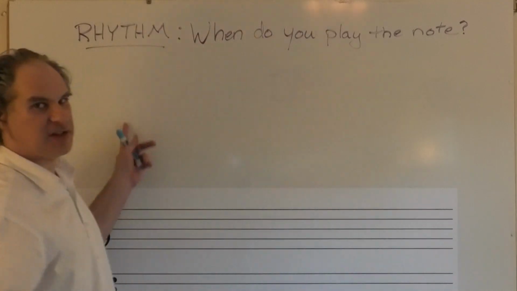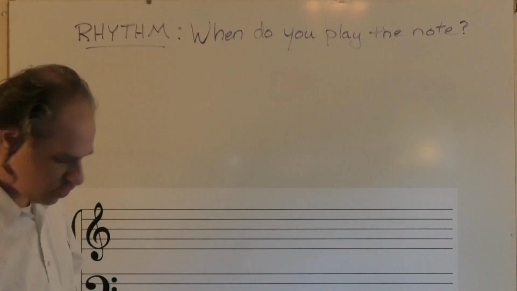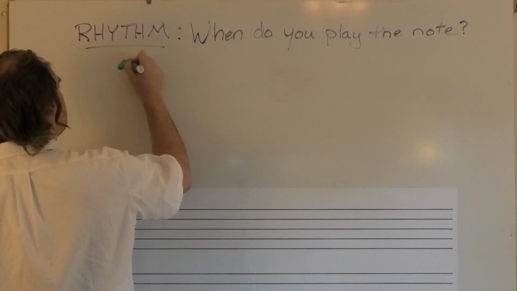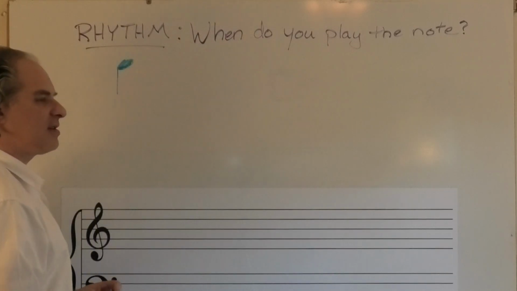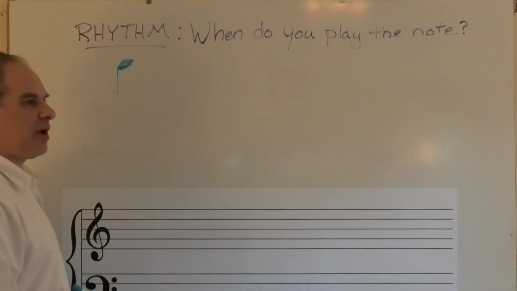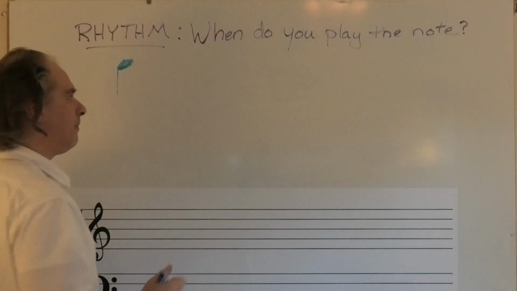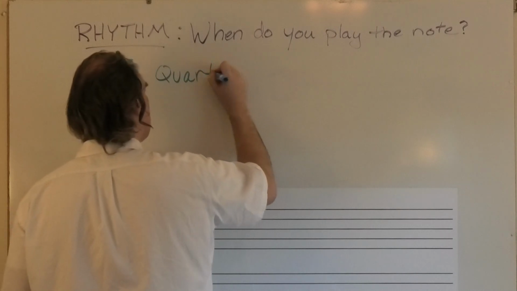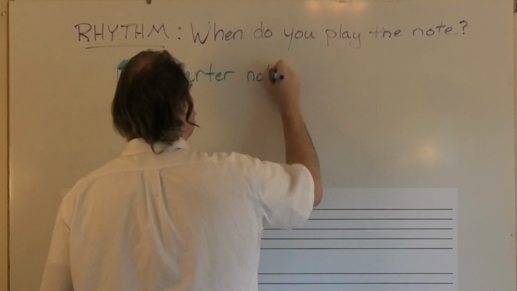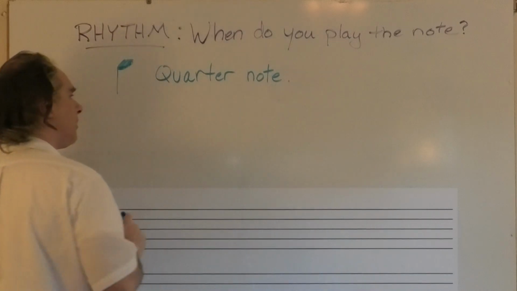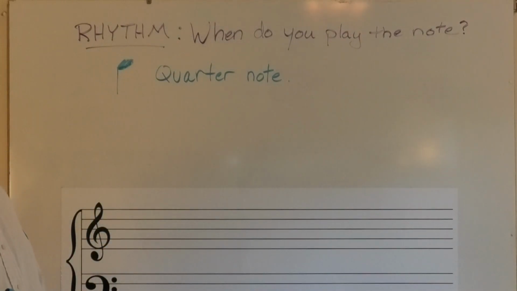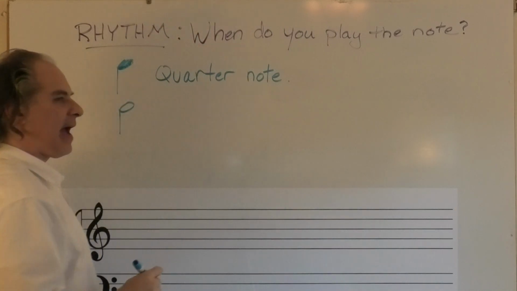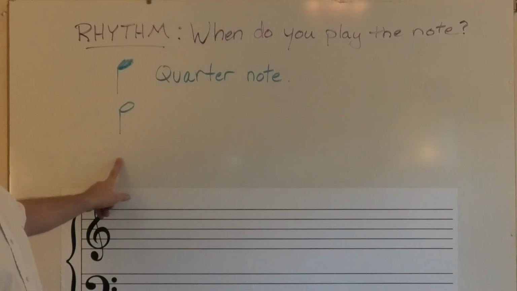So those symbols we just learned are the components of the notes. So this is a quarter note, just because it is, for no other reason. It has a closed note head and a stem. Quarter note. This is a half note. A half note has an open note head and a stem.